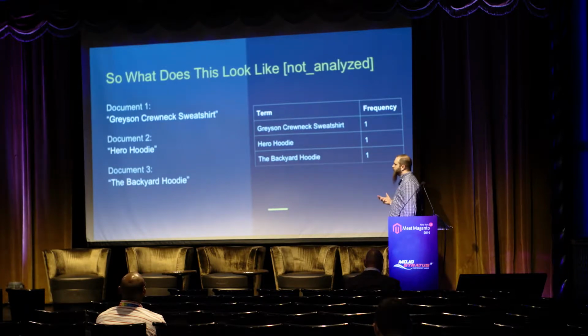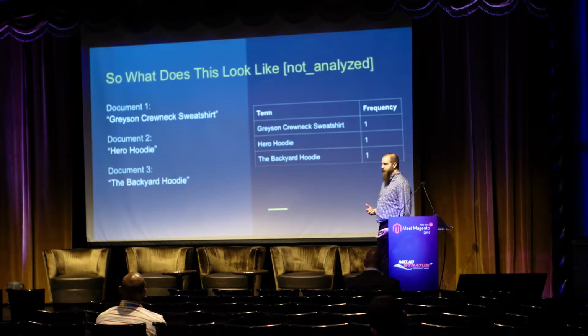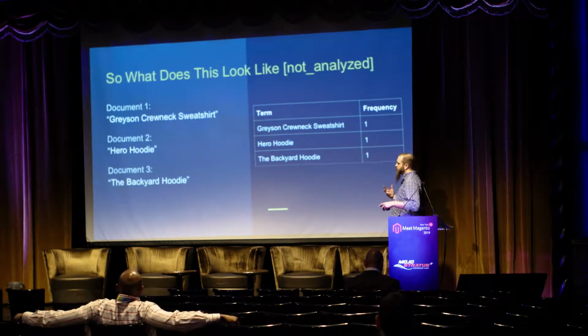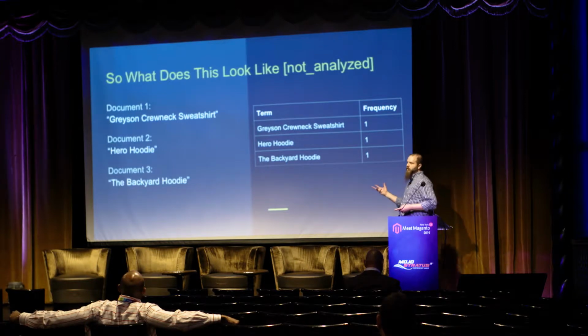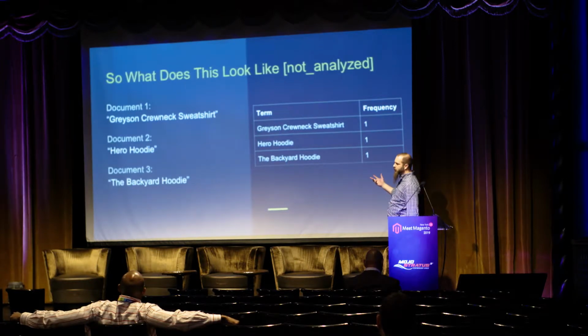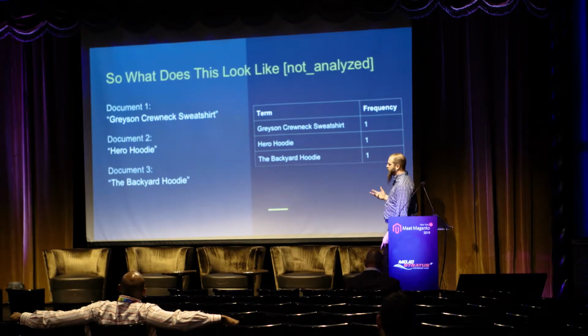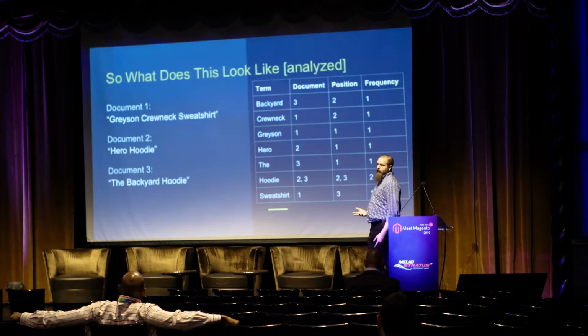Where these non-analyzed terms become useful is when we start talking about things like SKUs, where we want to do exact string searches. So it's a little bit easier to think about when we're talking about SKUs. What it should look like when we're talking about product titles is if we use an analyzed field, or the analyzed index. It ends up looking like this.